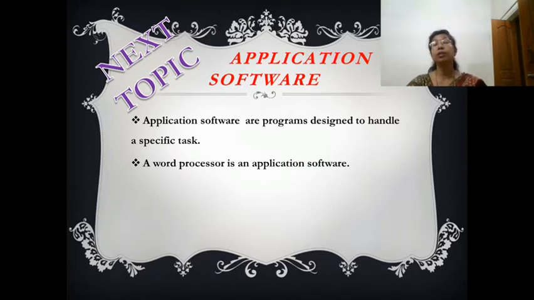For example, when you go to the lab, you are using MS Word for typing. For drawing and coloring, you are using MS Paint. So MS Word and MS Paint are application software. Word is used for typing and Paint is used for drawing. So these two are examples of application software. Okay, there are many other examples also.